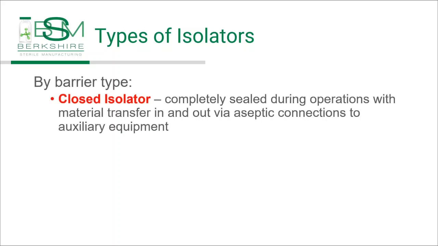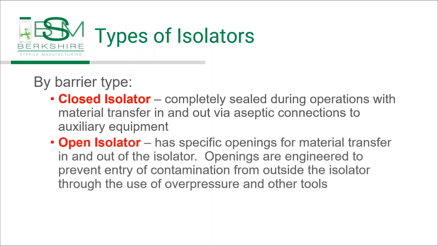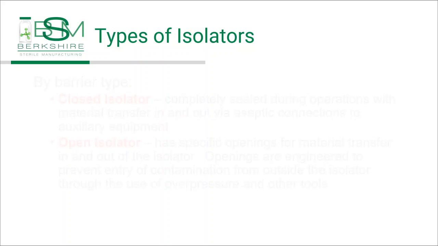So briefly, the types of isolators, there's many different ways of looking at these by barrier type. There's closed isolators. This is an isolator which is completely sealed during operations with the material transfer in and out via aseptic connections. There's open isolators that have specific openings for material transfer in and out of the isolator. Openings are engineered to prevent the entry of contamination from the outside of the isolator through the use of overpressure and other tools.